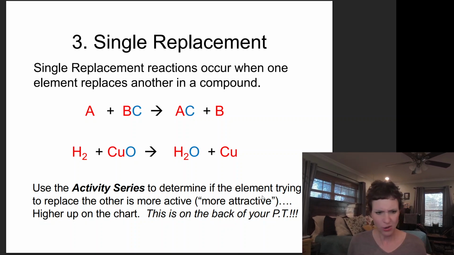Y'all are like, who do we know in chemistry is more attractive? These are elements of the periodic table. Yes, but we have something called the activity series. And that is actually on the back of our reference chart. It's a ranking of the who's hot and who's not of the elements of the periodic table. So if you're using the activity series, you're going to determine if the element that's trying to replace the other is more, it's not attractive, it's more active. But higher up on the chart is the more active or the more attractive element. Very exciting. So that's single replacement reactions, you guys.